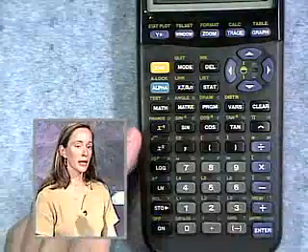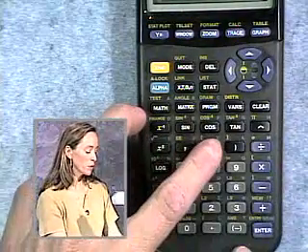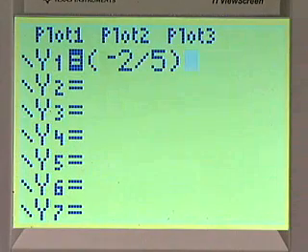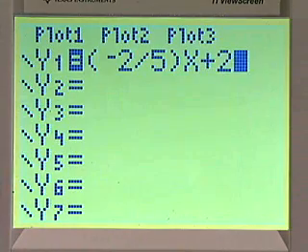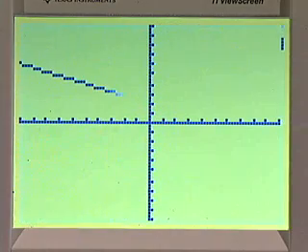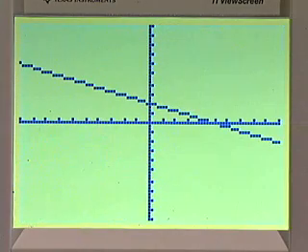Let's support our answer with a graphing calculator graph. What we're going to do is enter the function negative 2 fifths x plus 2. Remember that when you enter a fractional coefficient, it itself needs to be in parentheses, times x plus 2. For this particular line, I'm going to zoom standard and take a look at the graph. This is the graph we found by hand. Notice that the y-intercept is 2, the x-intercept is 5, and the domain and range are both all real numbers.